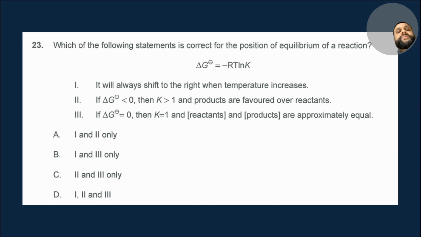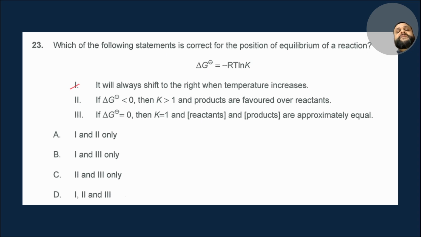Question 23. Which of the following statements is correct for the position of equilibrium of a reaction? Delta G naught is equal to minus RT ln K. So the first statement, it will always shift to the right when temperature increases. This statement is wrong. The direction of shift when temperature increases depends on whether the forward reaction is exothermic or endothermic. So we can't say, hence this statement is wrong.